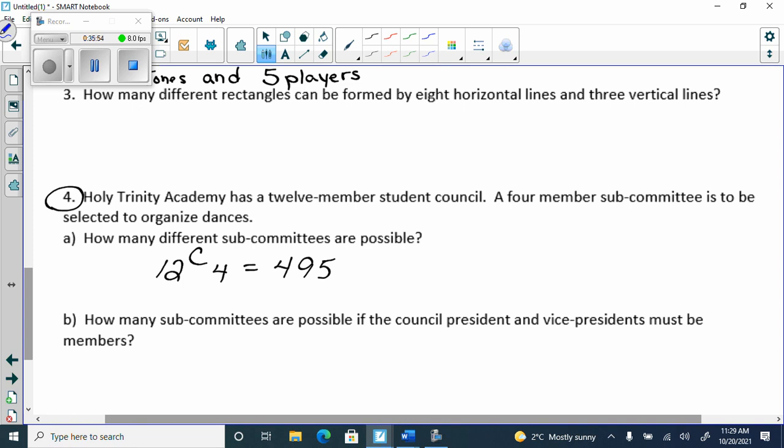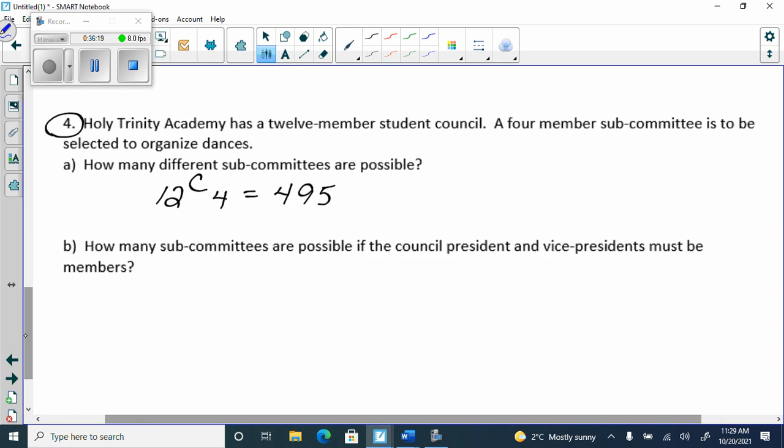Now, B throws people off. I put this one specifically because people see jobs and they start thinking it's permutation. It says how many subcommittees are possible if the student council president and vice president have to be on the subcommittee? Did I give the 4 people on the subcommittee jobs? No. I just said the president and vice president, just like Mrs. Jones and Tommy or something, have to be on the subcommittee. So how do I guarantee the subcommittee is 4 people? The subcommittee does not have jobs.